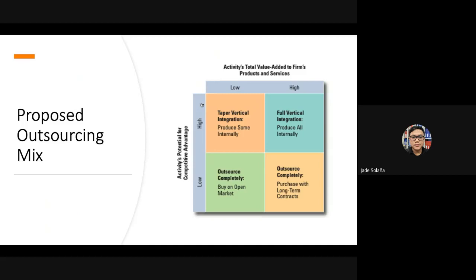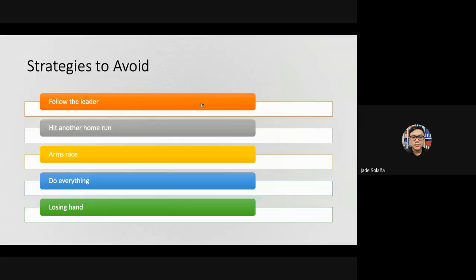A firm should always produce at least some of the activity or function if that activity has the potential for providing the company some competitive advantage. However, full integration should be considered only when that activity or function adds significant value to the company's products or services in addition to providing competitive advantage.